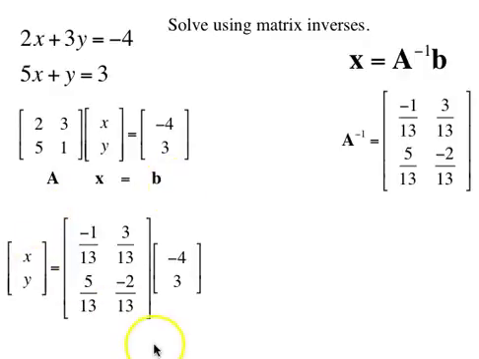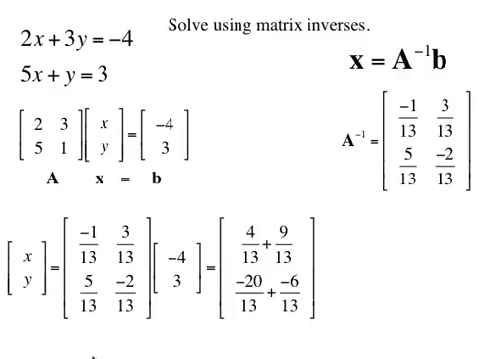X, the vector xy is A inverse B, so negative 1/13 times negative 4 is 4/13. 3/13 times 3 is 9/13. So we have 4/13 plus 9/13, 13/13. Second row, first column, negative 20/13 and negative 6/13 will give me negative 26/13. 13/13 is 1. Negative 26/13 is, of course, negative 2, which is what we had on the earlier example.